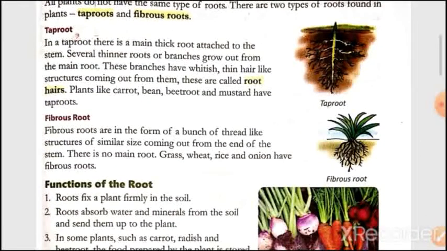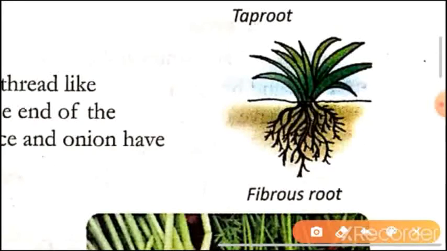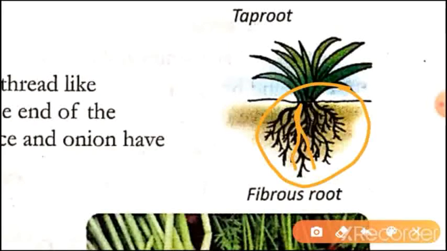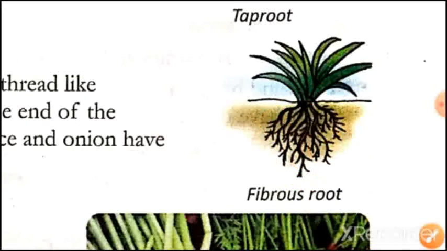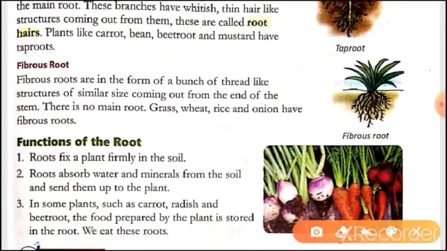Next is fibrous roots. Fibrous roots are in the form of a bunch of thread-like structures of similar size coming out from the end of the stem. There is no main root. Grass, wheat, rice and onion have fibrous roots. If we talk about fibrous roots, you can see here also in the picture, there is no main thick root. All are in the form of fibers which are growing just below the stem, right? So these roots are known as fibrous roots, and they are found in grass, wheat, rice, onion.